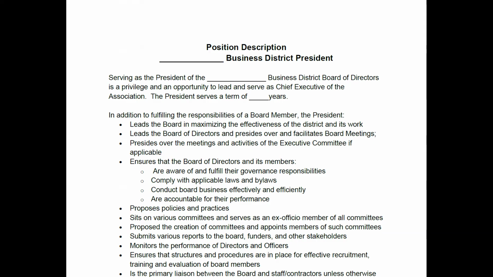So, you know, making sure that people are doing what they need to be doing, making sure that the things that are being done are actually beneficial to the businesses in the district. You're leading the board and presiding and facilitating over board meetings. So that means setting the agenda for the board meetings, and once the meeting starts, making sure that the conversation stays on topic, and that you stay within the agreed upon time for the board meeting.